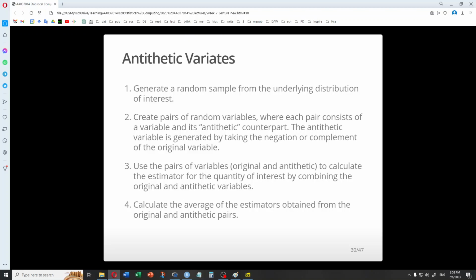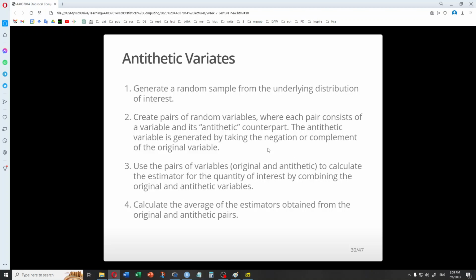So what are the steps to get the antithetic variance? First, we generate the random sample from the underlying distribution of interest, like the uniform distribution or normal distribution. Then based on that, we create pairs of random variables, where each pair consists of a variable and its antithetic counterpart. The antithetic variable is generated by taking the negation or complement of the original variable. So if you have U, then you may consider 1 minus U.